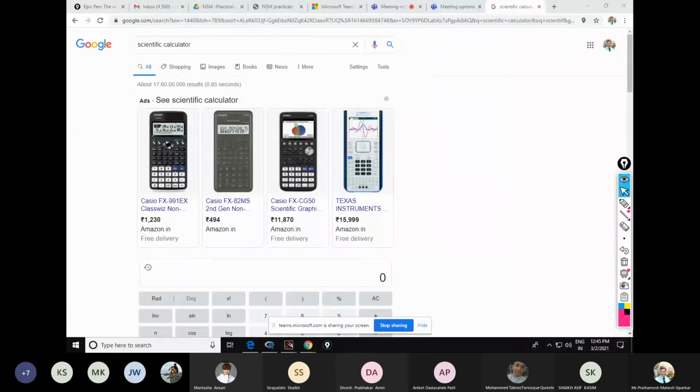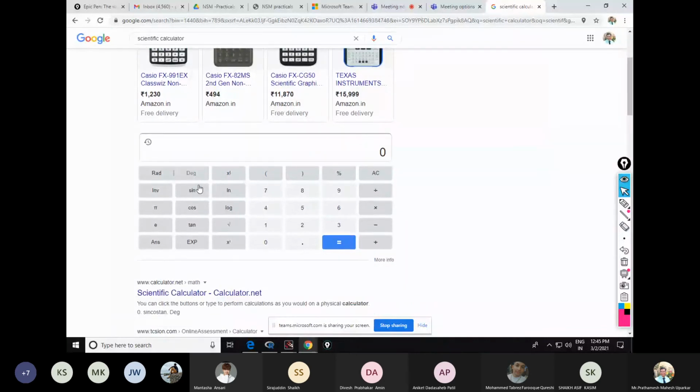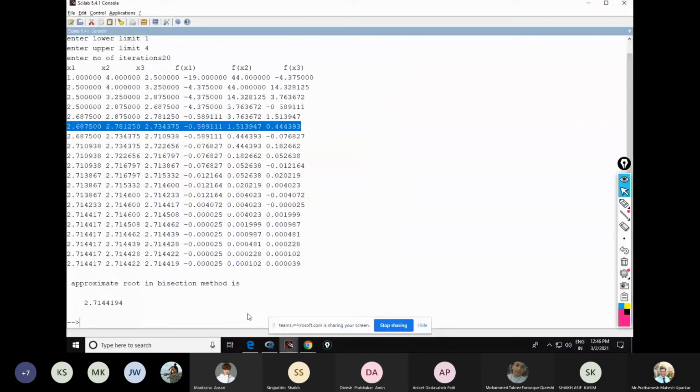See here, I can use the scientific calculator provided by Google as well. These functions I require: sine, cos, tan, exponent function, log function in many of the methods. For example, x cube minus 20, I will take 1 cube. So 1 raised to 3 minus 20. That is how I will get the value minus 19 in the first place. This is how I am getting f of 1 is minus 19. See here, f of x1 minus 19 कैसे आया? ऐसे आया.